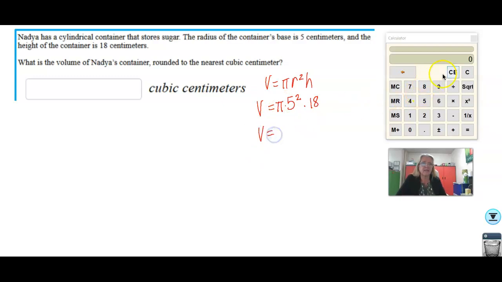So we'll have this, and we'll come over here on our little calculator, and it's already cleared out. Pi, we're going to go with 3.14 times 5 squared, I happen to know, is 25, times the height, which is 18, equals, all right, and it says round to the nearest cubic centimeter. So even if we had used a pi button and had a decimal value, this one would be rounded to the nearest whole number, so 1413. Okay.